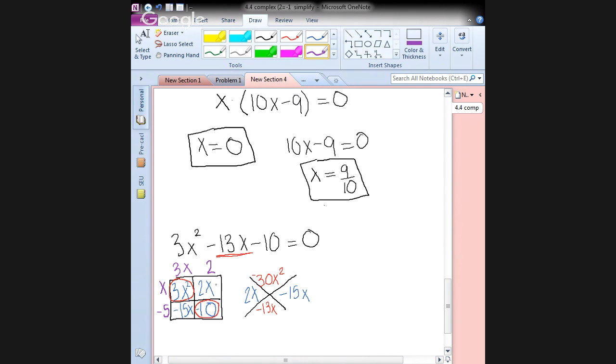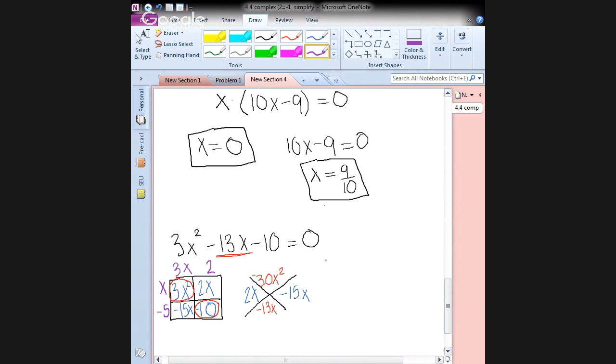The other way to think about it is you look at your boxes and then find the GCFs. So 3x squared and 2x, they have a greatest common factor of x. Negative 15x and negative 10 have a greatest common factor of negative 5. And these two have a greatest common factor of 3x, and then our back ones have a greatest common factor of 2. Okay, so that's another way.